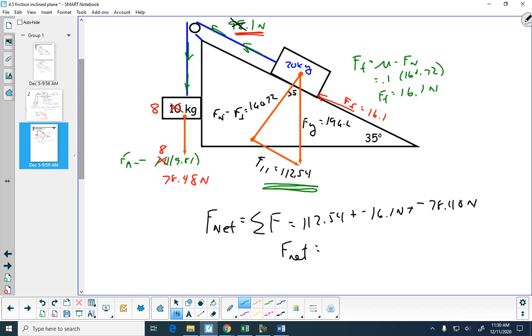Our net force, Bennett, are you in there? What would be our net force? Yep, 88.96. I have 112, negative 16.1, and negative 78.48. I typed it in wrong. It's 17.96, 17.9.